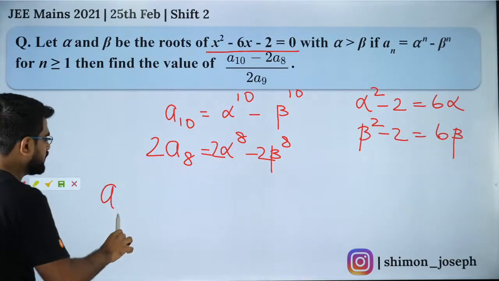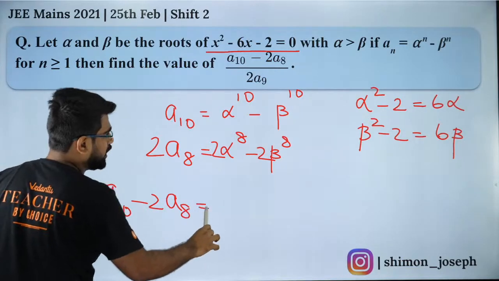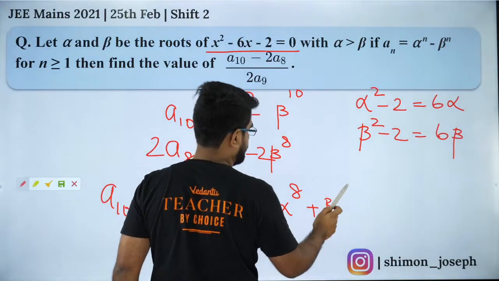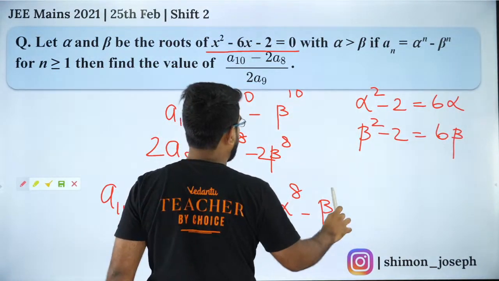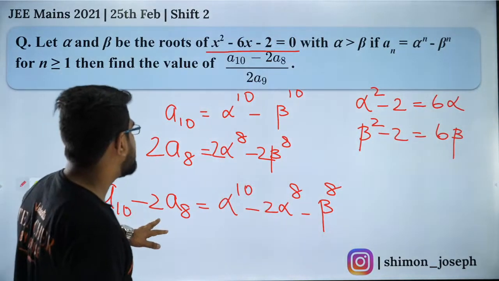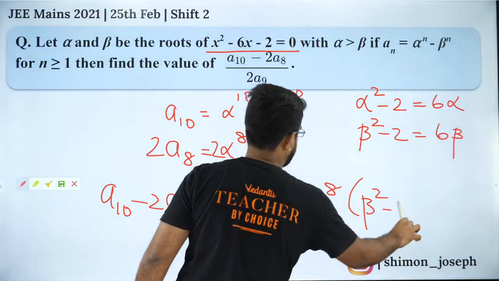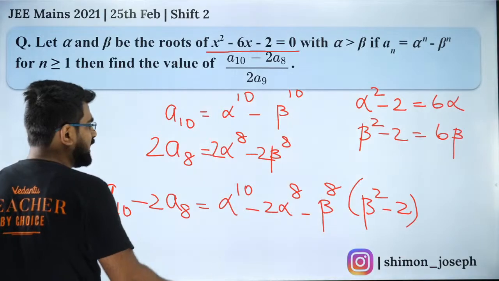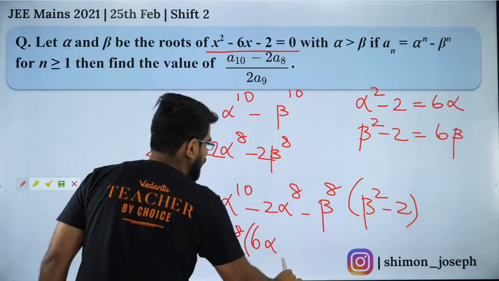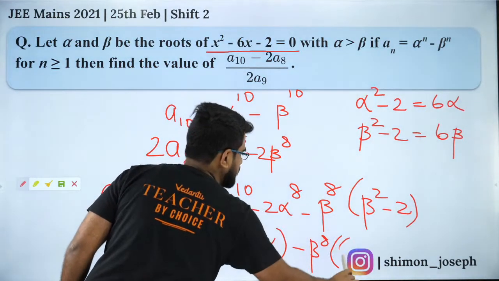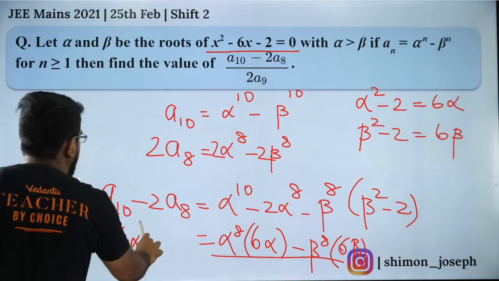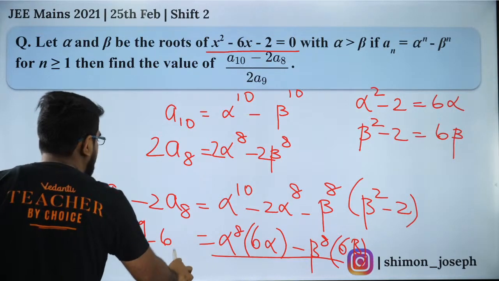Now what is A10 minus 2A8? A10 minus 2A8 is equal to alpha power 10 minus 2 alpha power 8 minus beta power 10 plus 2 beta power 8. So that will be minus beta power 8 into beta square minus 2. Now I can write it as alpha power 8 into alpha square minus 2, which will be 6 alpha, minus beta power 8 into beta square minus 2, which will be 6 beta. So this will be 6 times alpha power 9 minus 6 times beta power 9.